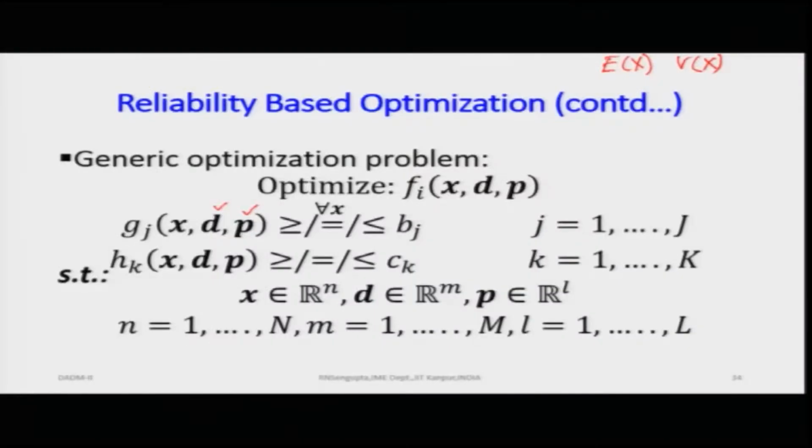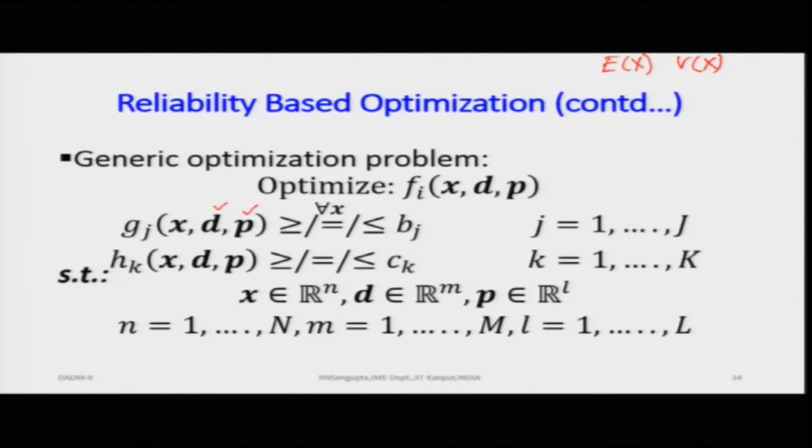The distribution can be either the marginal case or the joint distribution case, and x is the set of variables based on which you want to optimize. The next set of constraints, which are capital K in number, small k equal to 1 to capital K, are the set of probabilistic constraints.